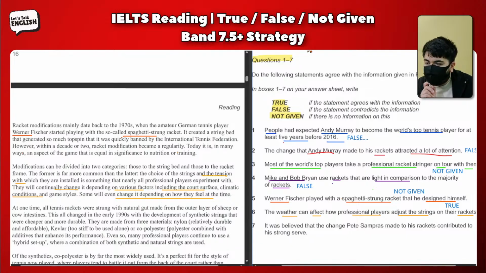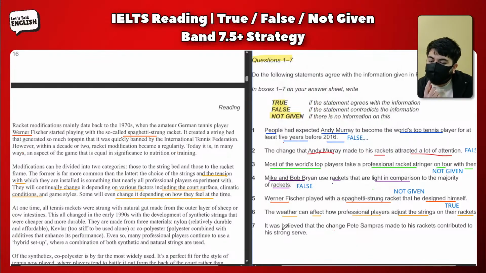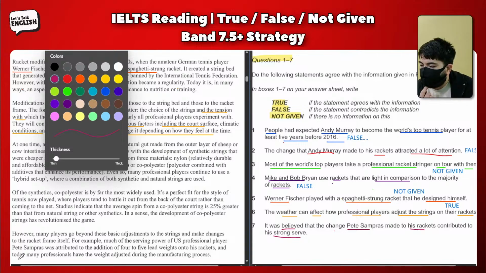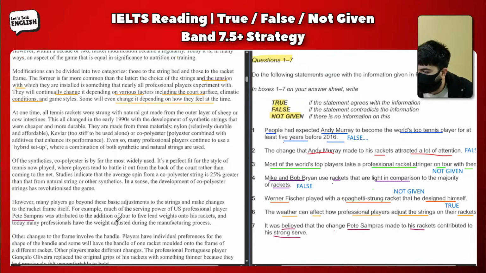Again, we've got Pete Sampras here. So let me choose a good color for him. Yeah, I'll choose this. It was believed, many people believe, change Pete Sampras made to his rackets contributed to his strong serve. Where are you, Pete Sampras? Come on, come out. Oh, nice. I got you, buddy. Pete Sampras, right? It was believed that the change Pete Sampras made to his rackets contributed to his strong serve.